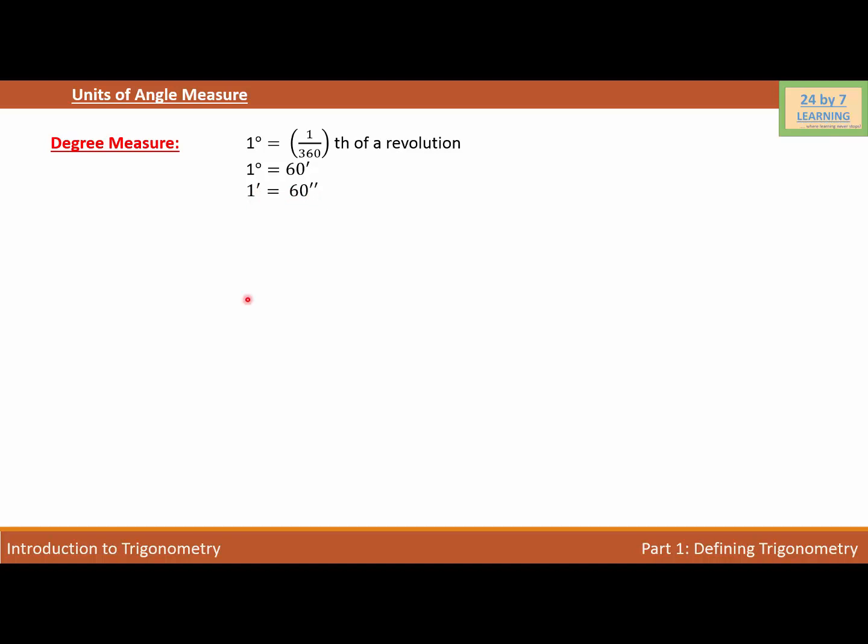Now let's consider some examples of angles. As you can see, this is the angle 360 degree, because we are starting at this point and going all the way around the circle. So this is an example of 360 degree.